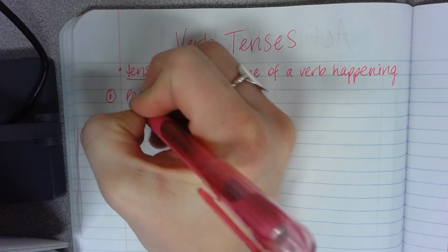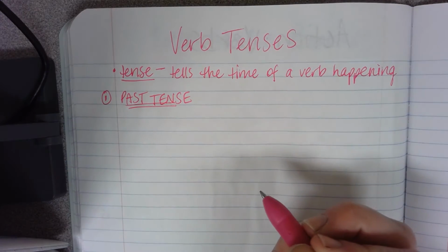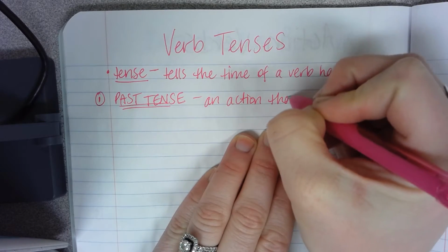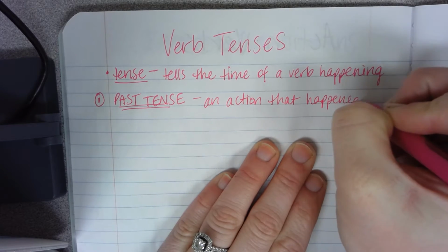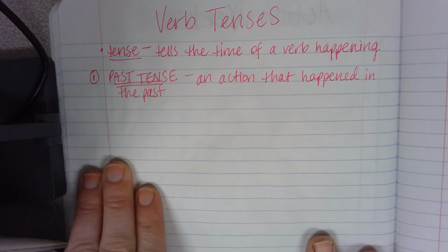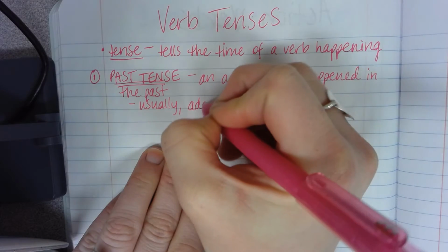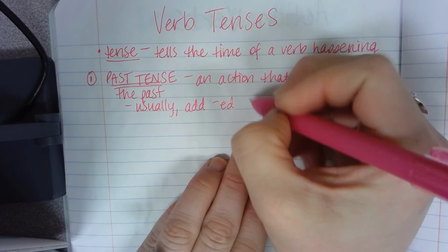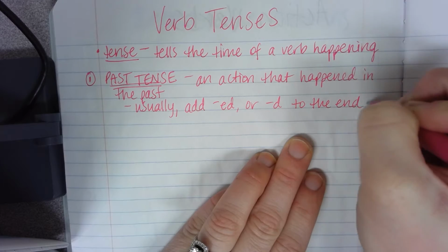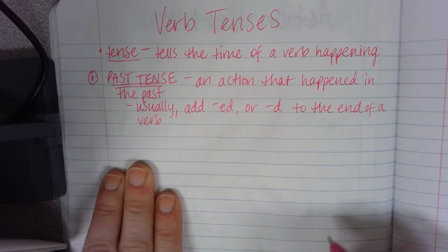All right, so let's look at the first one. A little one there. Past tense. So obviously these are verbs that have happened, that happened in the past, so before the current time going on. So usually, for most cases, you add ed to the end or d to the end of a verb, depending on if that's a regular or irregular verb, and we'll get into those in a second.